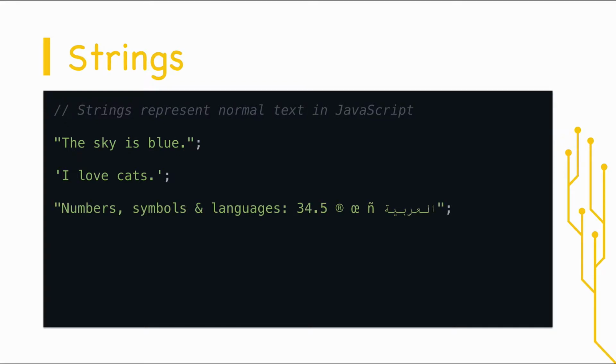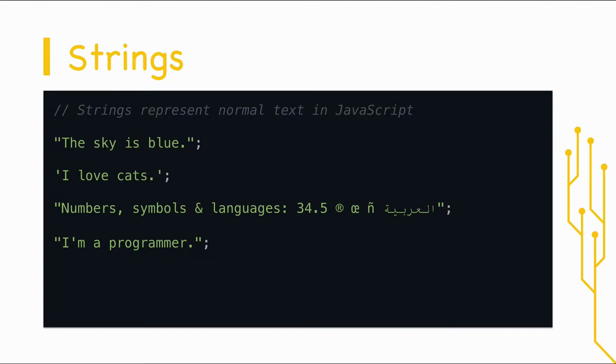Now, so far we've seen strings contain normal text, such as letters, words, and white spaces. However, strings can contain numbers, symbols, and even other languages as well. So for example, in the third string, we have the numbers 34.5, and we have some special symbols as well, and even characters from other non-English languages. And these are all perfectly valid strings. Along with letters, numbers, white spaces, and punctuation marks, strings can contain symbols and other languages as well.